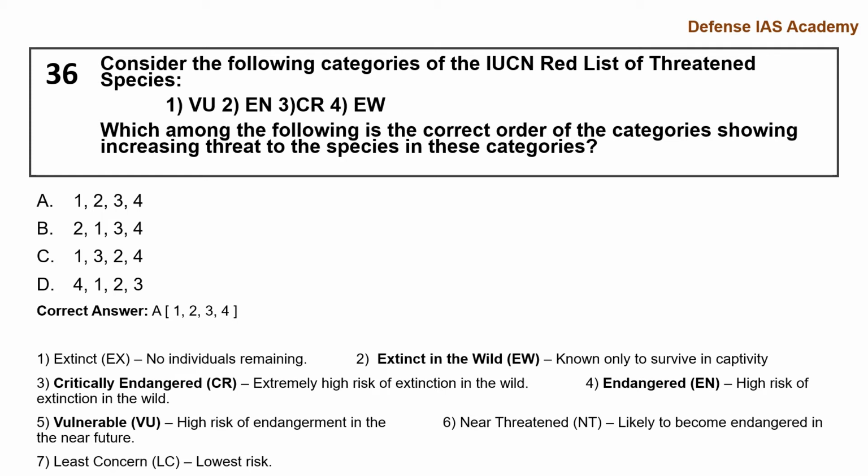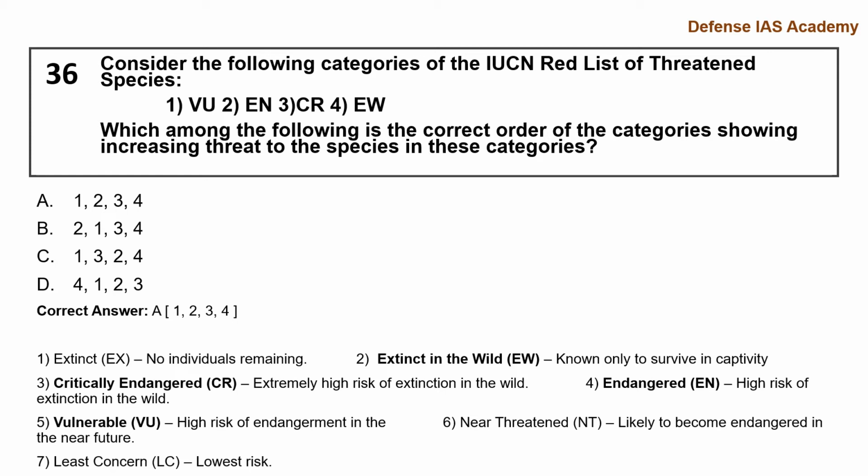Now what is VU? VU is vulnerable, high risk of endangerment in the near future. Means the flora, fauna or animals or the fungi that is listed in the red book as VU is vulnerable, means high risk of endangerment in the near future.